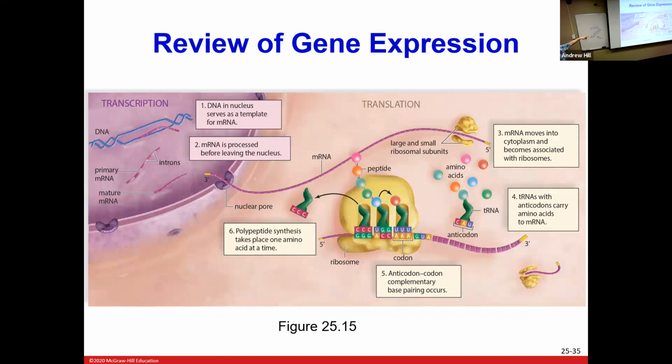DNA. It's the first step. It's going to serve as a template for messenger RNA. That's called transcription. There's something I want to mention here, which I didn't mention earlier, but it's in this figure. So let's go ahead and tackle it. Here's our primary messenger RNA sequence. Let's go ahead and draw it. So you've got this linear piece of code essentially.